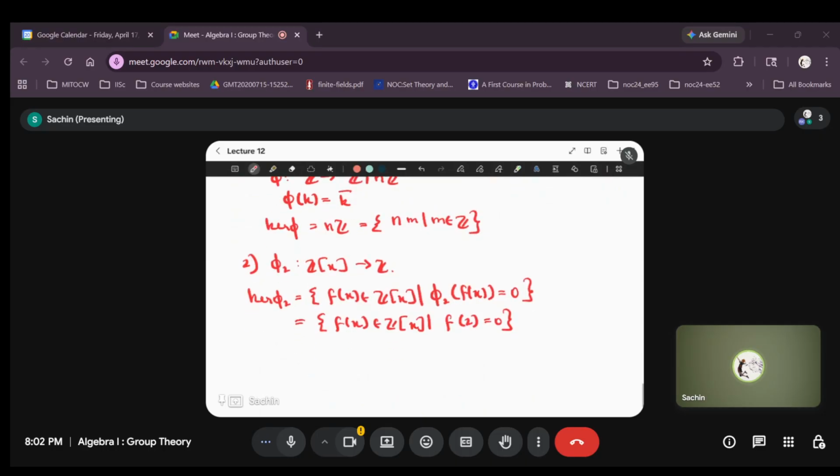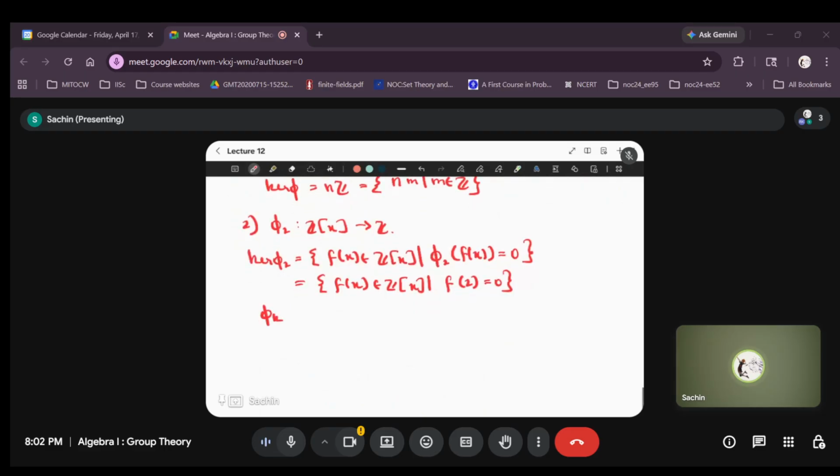So phi k is from Z of x to Z, where k is an integer, and the kernel of phi k is the set of all f of x in Z of x such that f of k is 0. So all the polynomials with root 2 are in the kernel of phi 2.